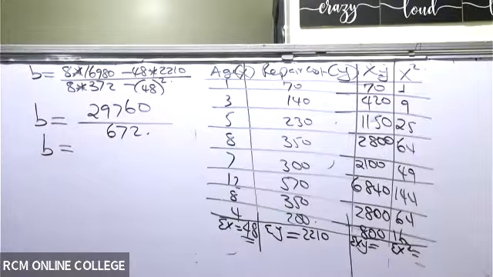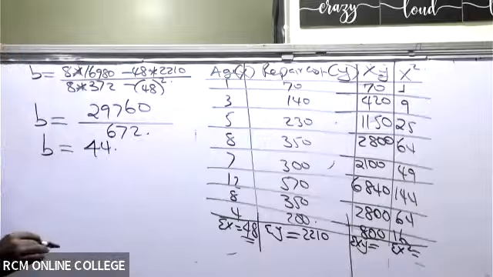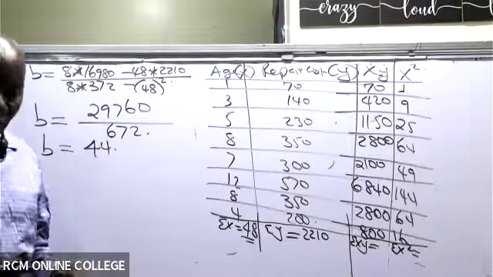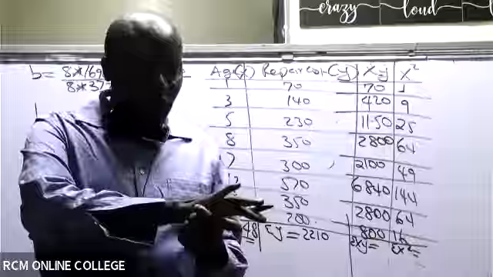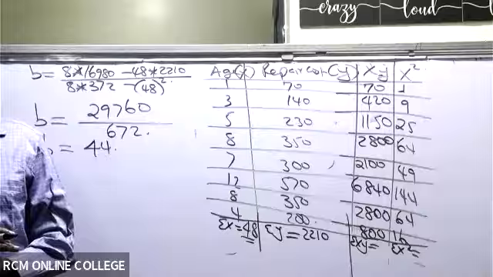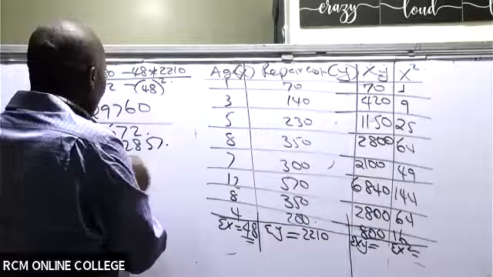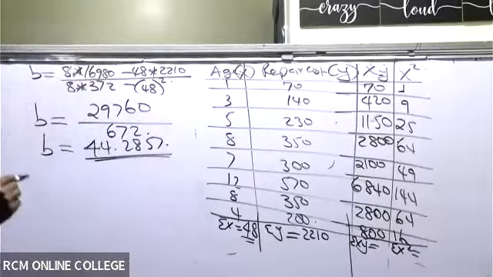You give me an answer, 4 decimal places. I would always prefer 4 decimal places for accuracy, unless it is coming to exactly 2 decimal places, but if it has got other decimals, then please round them off to 4. 4 decimal places are sufficient. 44.2857. So this is the value of B.